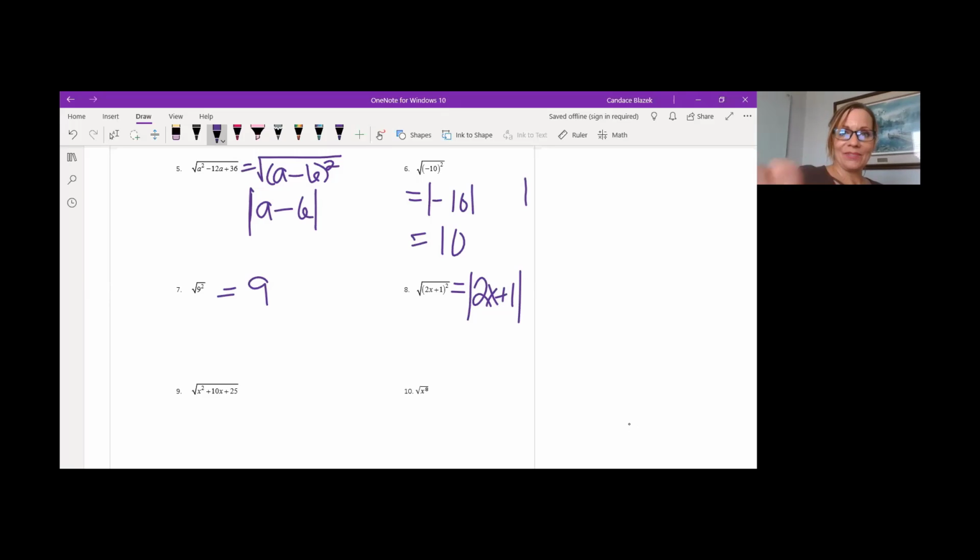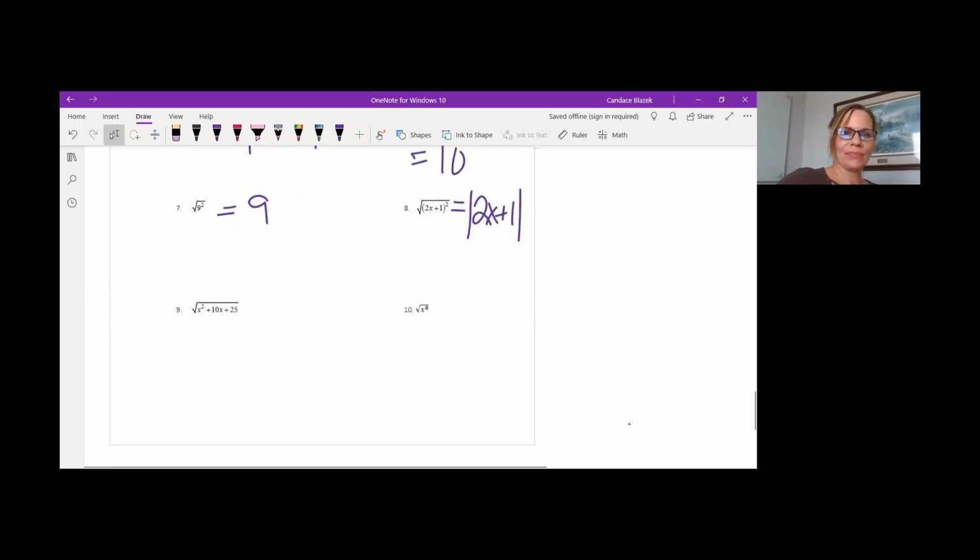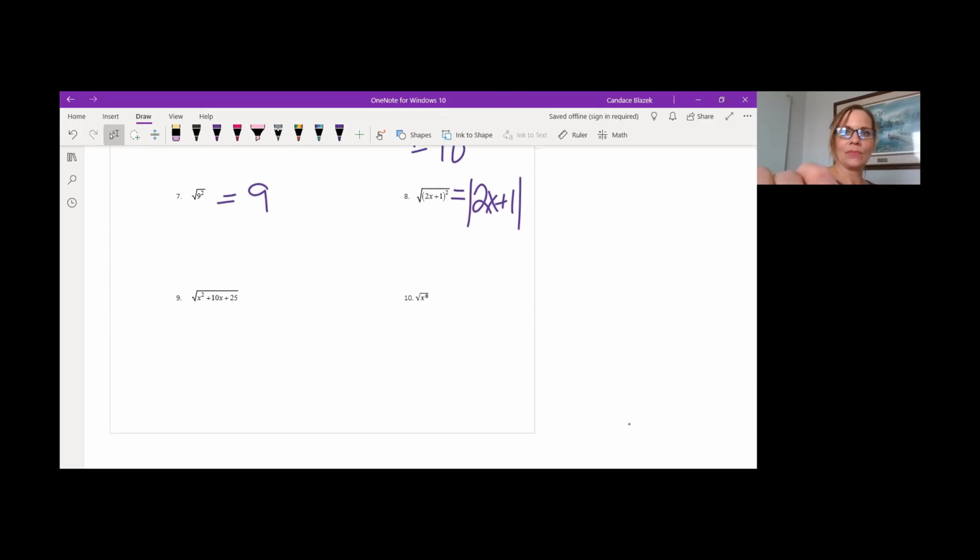For number 8, the principal square root of the quantity 2x plus 1 squared is equal to the absolute value of 2x plus 1. Number 9, the square root of x squared plus 10x plus 25. Well, we're going to have to do a little factoring. This does factor into x plus 5 quantity squared. So the square root of x plus 5 quantity squared is equal to the absolute value of x plus 5.